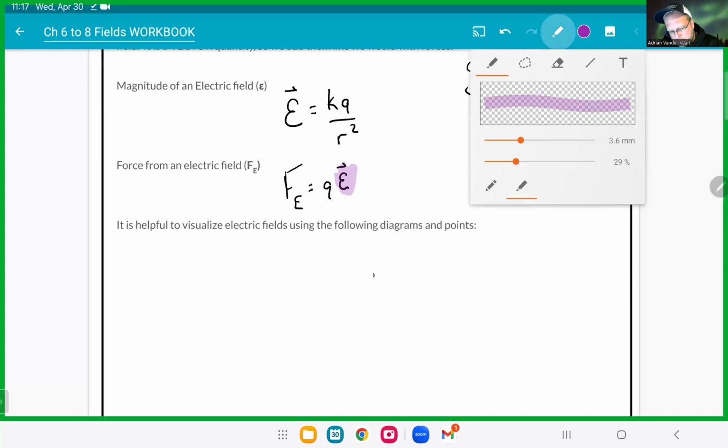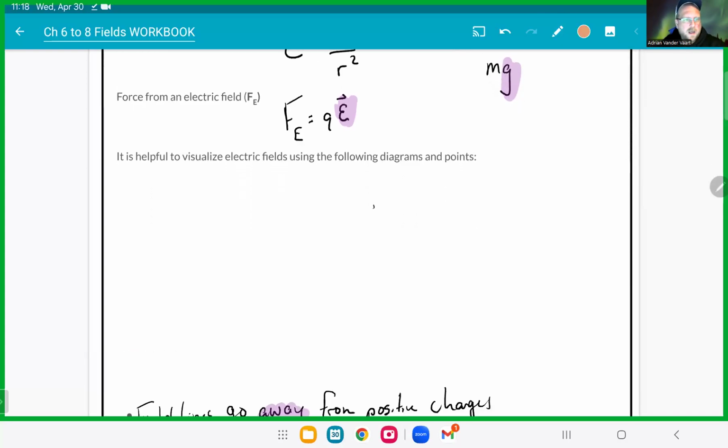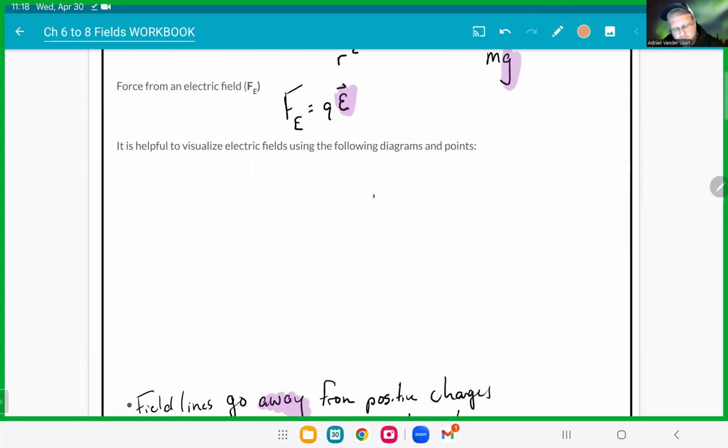Now, before we get any further, a helpful way to visualize electric fields is by drawing some test charges. Test charges are always positive. So if we draw a test charge, we draw just a plus with a circle. And then we draw the field strength. The electric field can be drawn as lines radiating away from the charge. And the density of the field lines will give you a sense of the strength of the field.